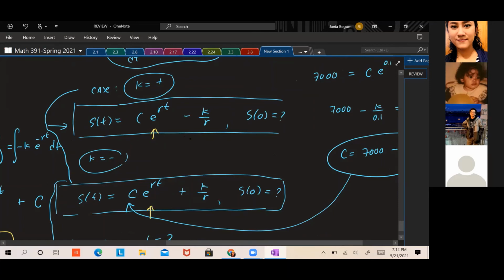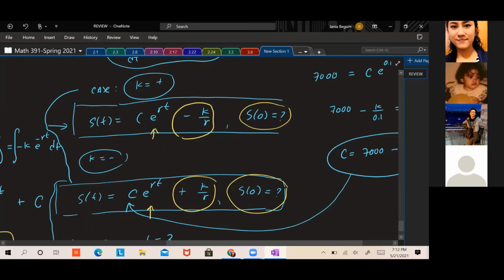What changes is this piece right here, depending on the k value. That and c, right? Exactly, because c will depend on the initial condition. Right, because whatever this is will determine what c is. Do you follow? Yeah, I got it. Thank you.